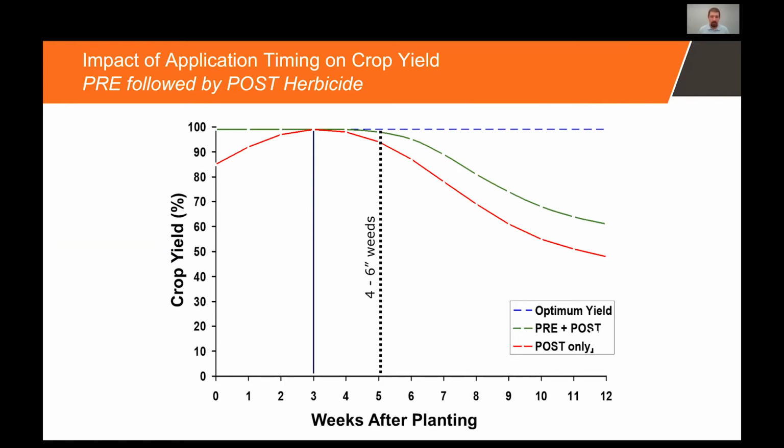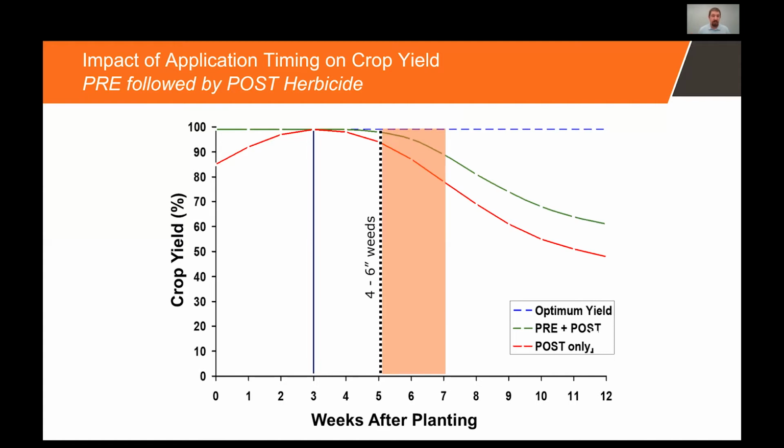So that's why we want those residuals on, and put them on really at planting. Now, the other thing that you can do, we talked about in-season residuals, and that's with that post application, you put on another residual. Basically what that's going to do is give you a longer weed-free period, and that's going to pull that green line back up to that optimal yield for maybe another 2 or 3 weeks, or until we're getting closer to crop canopy, which is the goal with soybean and weed control.